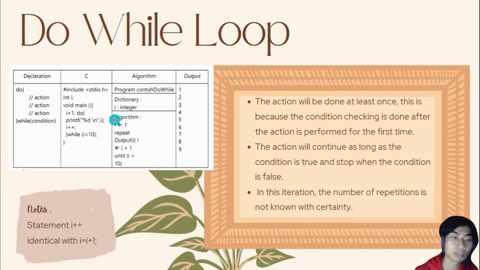But the action of the do while loop will still run, but only one time. So for example, if I equals 11, then the output will be 11 only, and then the value of I will be increased by 1, so it will be 12. There is a note here that the statement I plus plus is identical with I equals I plus 1. The I plus plus is called post-increment.